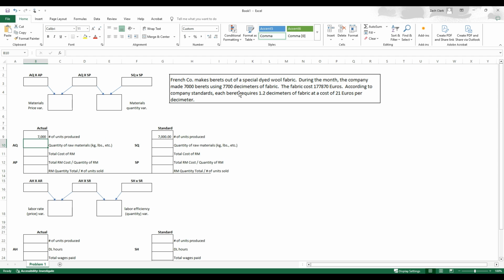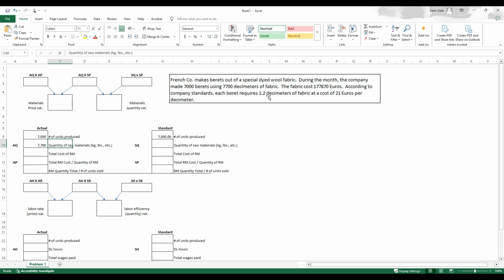Okay, so we really did use 7,700 decimeters of fabric. So our quantity used was 7,700. And it doesn't really matter. I mean, we need to be careful. We're having apples to apples when it comes to the cost per unit of measurement that we're measuring.